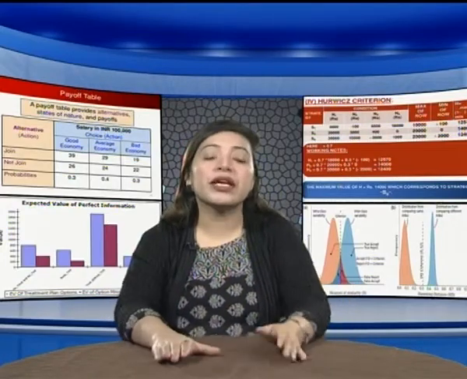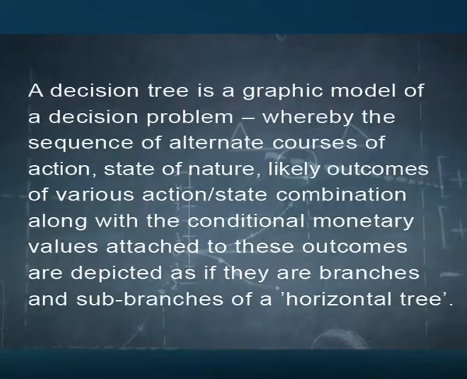So that brings us to the next topic, that is decision trees. A decision tree is a graphic model of a decision problem, whereby the sequence of alternate courses of action, states of nature, likely outcomes of various actions or state combinations along with the conditional monetary values attached to these outcomes are depicted as if they are branches and sub-branches of a horizontal tree.